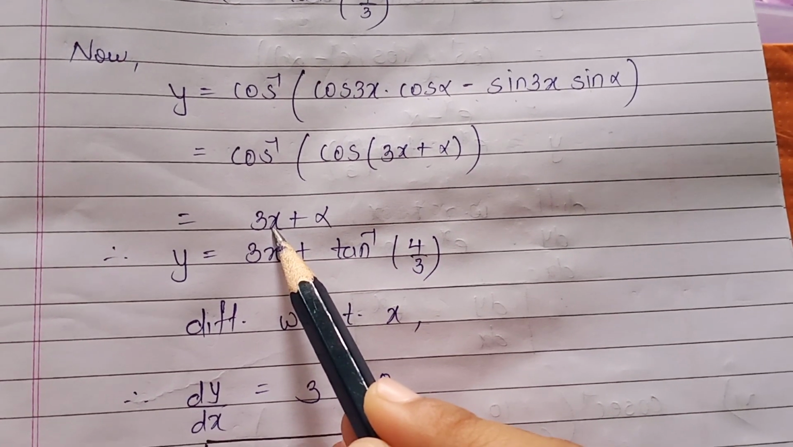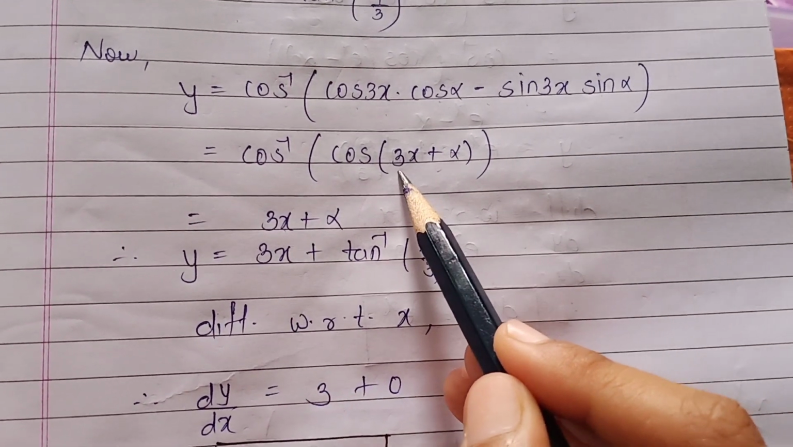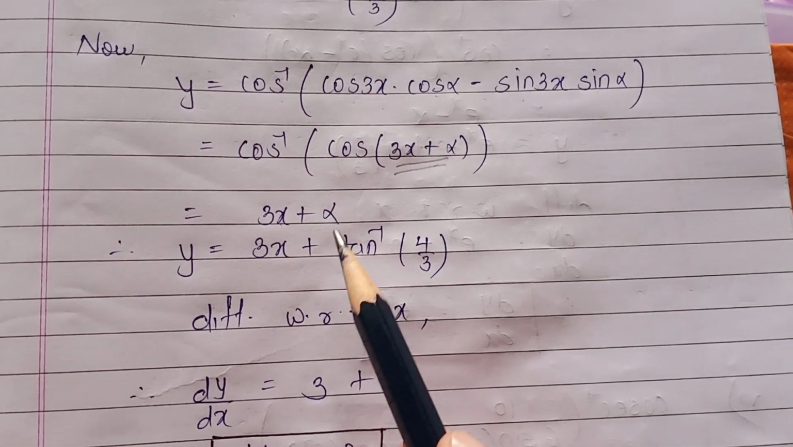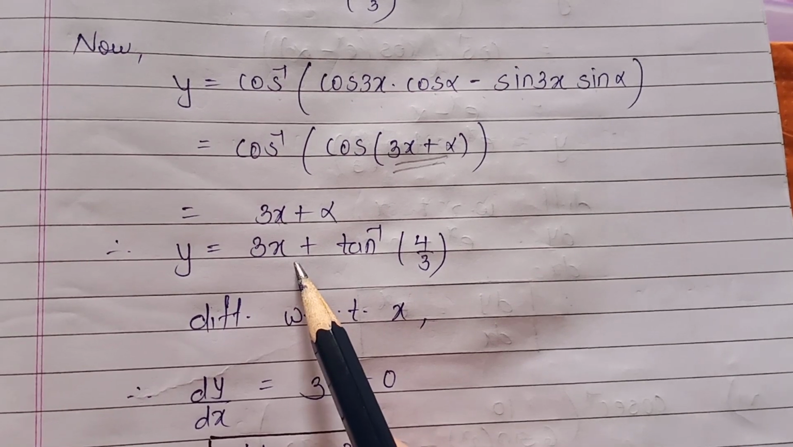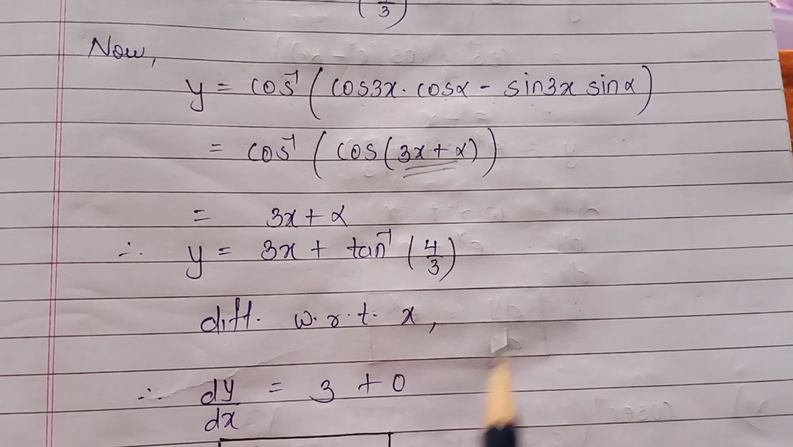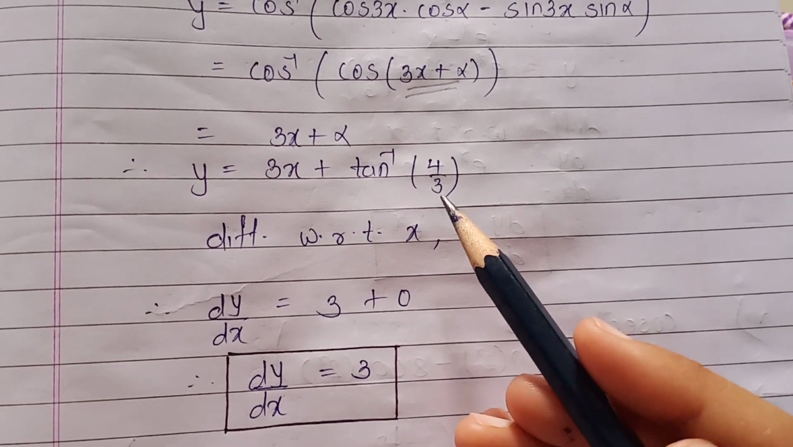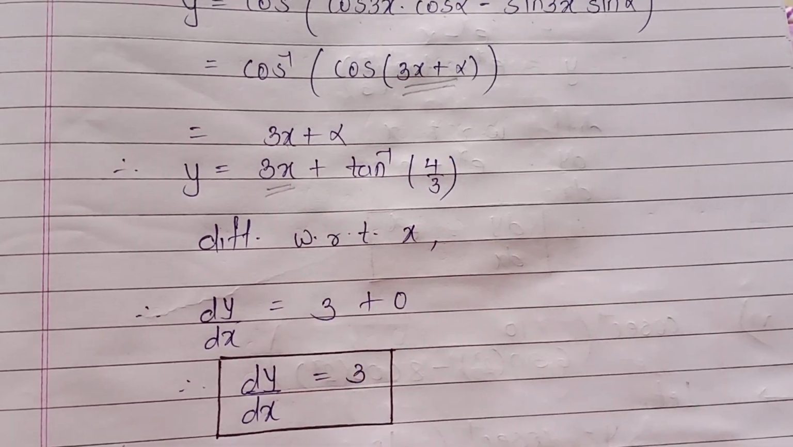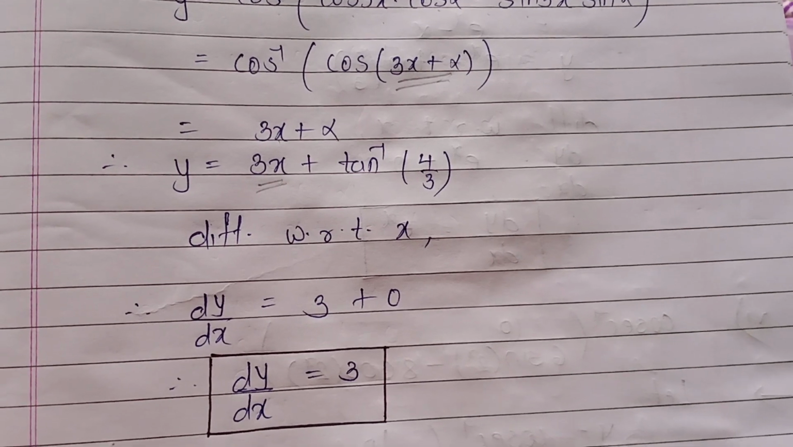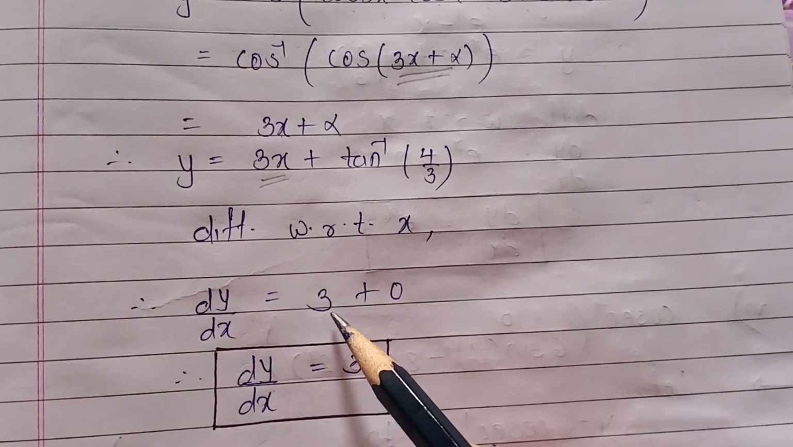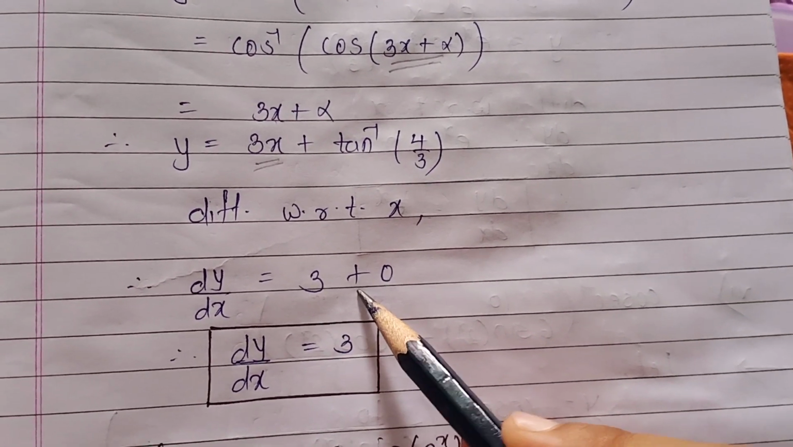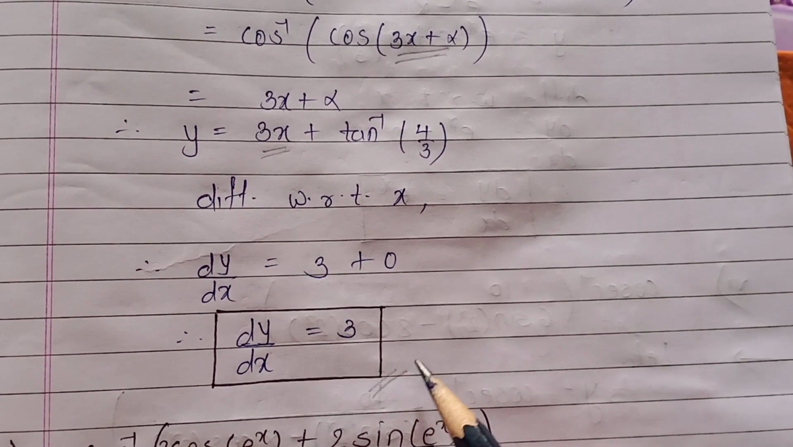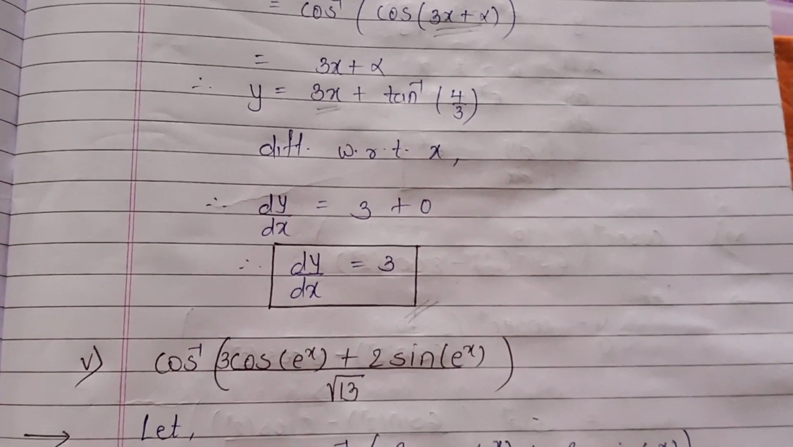After cos inverse and cos get cancelled, we get 3x plus alpha. Now put the value of alpha. y is equal to 3x plus tan inverse of 4 by 3. Now differentiate this y with respect to x. The derivative of this will be 3, as the derivative of x is 1 and the constant stays in multiplication, plus the derivative of this part will be 0. So the final derivative answer is 3.